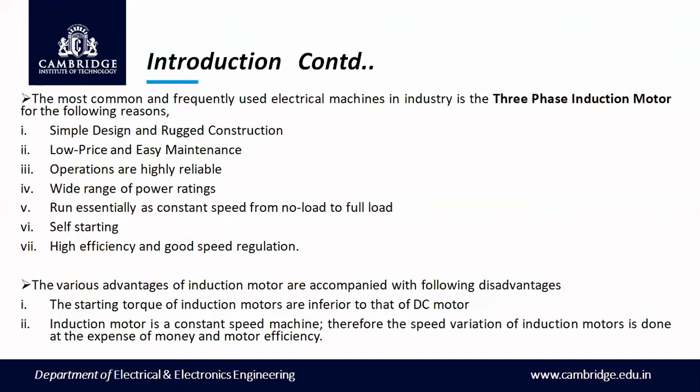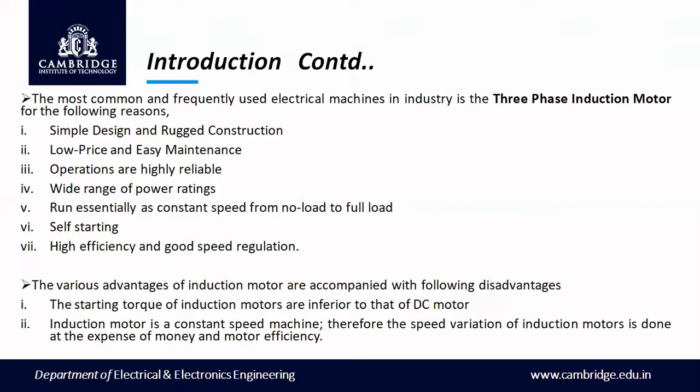Along with these various advantages, there are two disadvantages accompanying the advantages of a given induction motor. So what are these disadvantages? The starting torque of an induction motor is inferior to that of a DC motor. So when we compare this induction motor with a DC motor, the starting torque, what is torque? It is the turning or twisting force which will make the rotor rotate. So this starting torque will be very inferior, meaning very small in induction motors. That is the major first disadvantage.